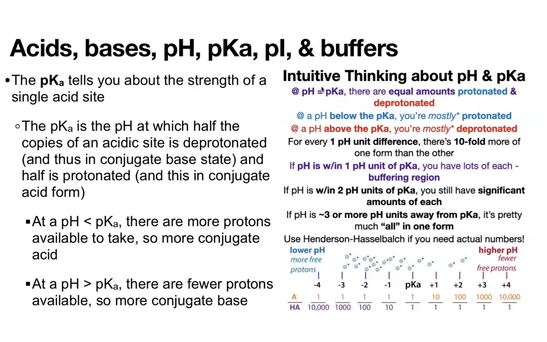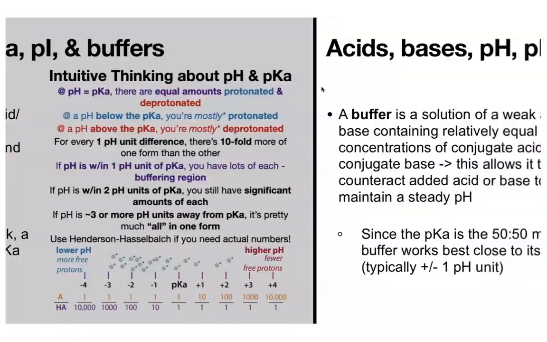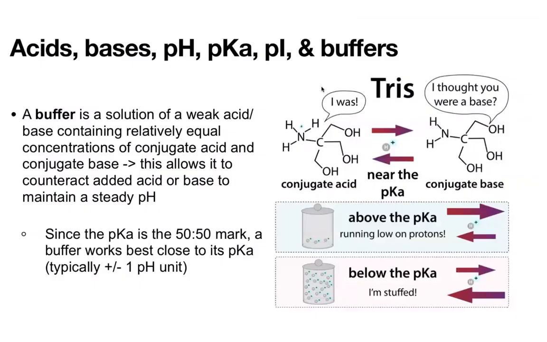So we can use the Henderson-Hasselbalch equation if you need actual numbers. I'm not going to require you to do any calculations with Henderson-Hasselbalch, but I do want you to recognize that if something is a couple pH units away from its pKa, it's basically always going to be in one form. So if you're at a lower pH, then you're going to be almost all in the protonated form. And if you're at a higher pH, you're going to be almost all in the deprotonated form. But when you're at or near the pKa, well, now you have relatively equal amounts of each. And the significance of this is that you have a good buffer.